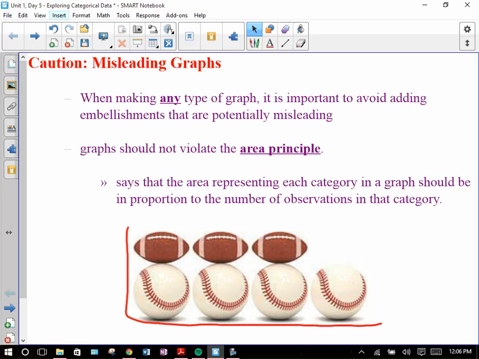So it sort of misleads you to think maybe more people chose baseball because that area is bigger. All right? Whereas in reality, only one more person chose baseball over football. All right? But since there's so much more area taken up by the baseballs, it may cause someone to believe baseball is a lot more popular than football, which is doubtful. All right? So that is the area principle.